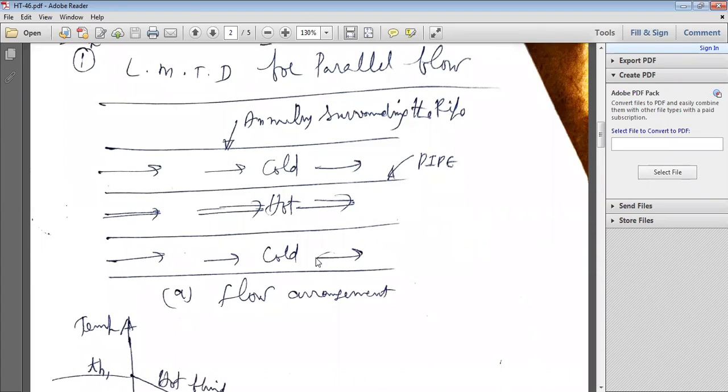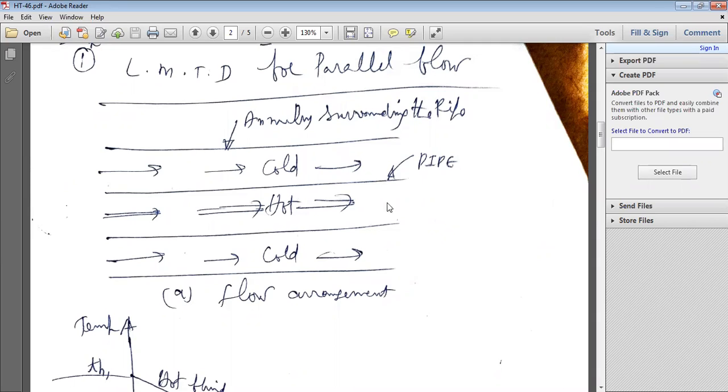So here consider a heat exchanger having a shell and inside there are tubes. In this tube hot fluid is flowing. In this pipe or tube hot fluid is flowing in the positive x direction. Outside the tube is the shell. This is known as the annulus surrounding the pipe. That is known as shell. This is tube. The bigger pipe outside is known as shell, the smaller pipe is known as tube or pipe. Inside the pipe, hot fluid is flowing. In the annulus surrounding the pipe, cold fluid is flowing.